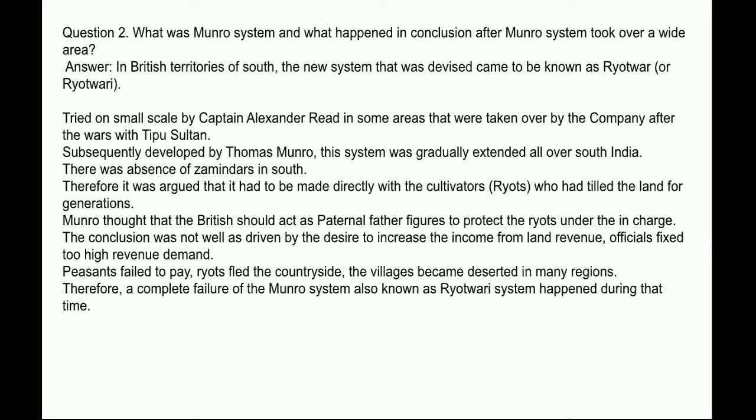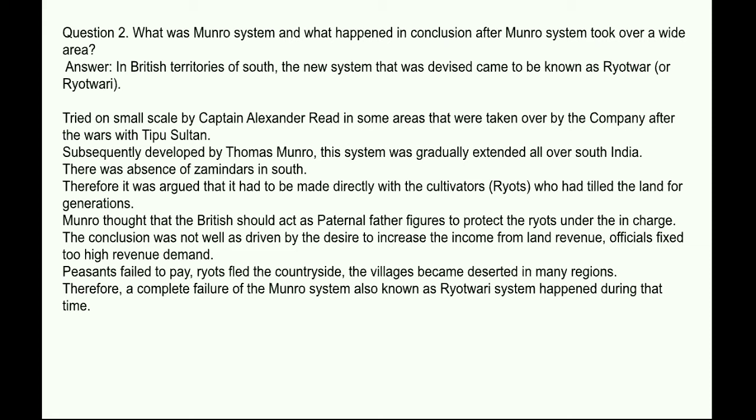There was an absence of zamindars in the South. Therefore, it was argued that the settlement had to be made directly with the cultivators, the ryots, who had tilled the land for generations. Munro thought that the British should act as a paternal father figure to protect the ryots under their charge.